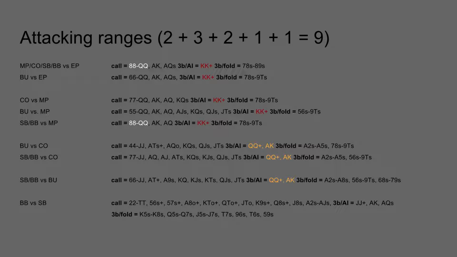What's the last range? It's the situation which I always look at as the most special one, blind versus blind. There we're gonna have jacks plus, ace king, ace queen suited. It's a unique range. Only in this situation are we going to use this particular 3-betting going broke range. That's why it's easier to remember: jacks plus, ace king, ace queen suited, only one range included, the most special one, blind versus blind. You're gonna remember.